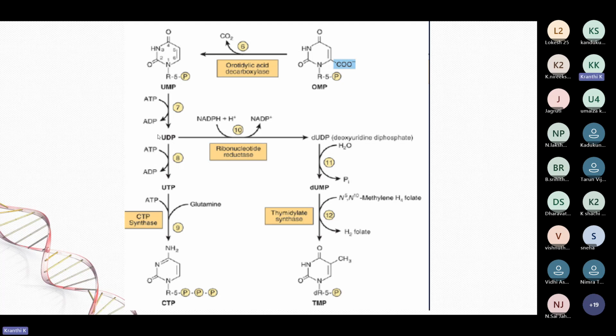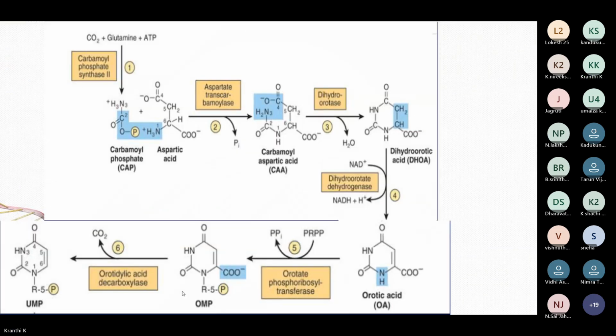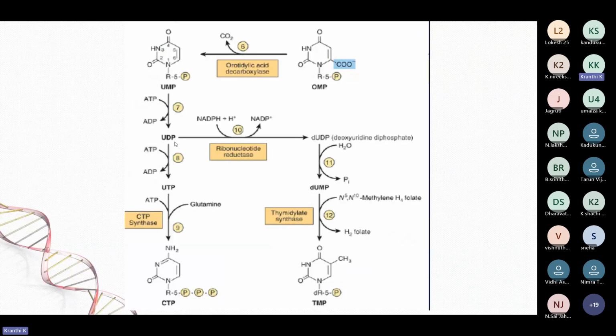Thymidine means here the UDP is converted to deoxy-UDP, deoxyuridine diphosphate. So it is the DNA, right? This is the RNA. UDP means RNA. Deoxyuridine diphosphate will be converted to a monophosphate, and then this deoxy UMP will be converted to the TMP, thymidine monophosphate. So we have three: uridine, cytidine, then thymidine, right? So these three are formed.